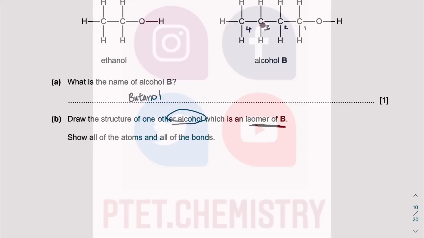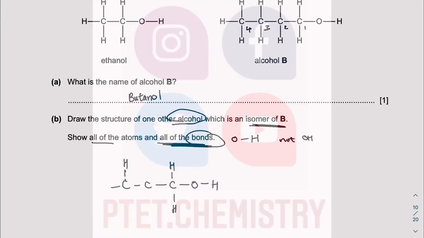So this is a straight chain alcohol. What you can do is instead of 4 carbon, you can have 3 carbon. Okay. You show all the atoms and show all the bonds. Remember, OH is that, not OH, because you want to show all the bonds. 3 carbon, like that. Okay. Why did I draw 3 carbon? Because this is a straight chain.